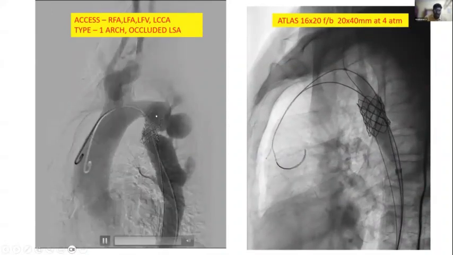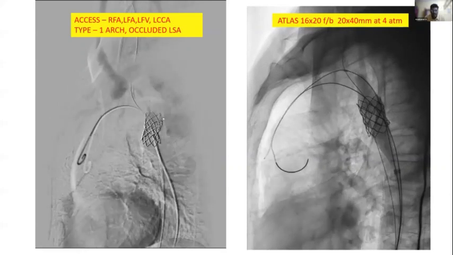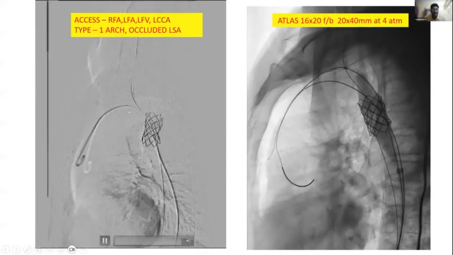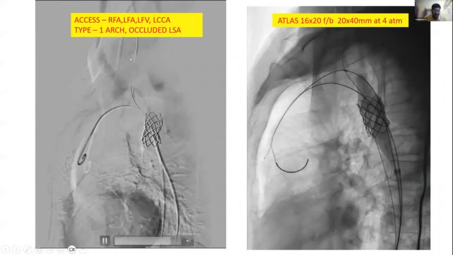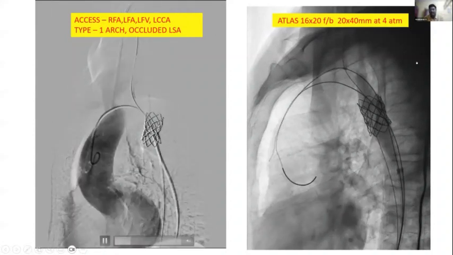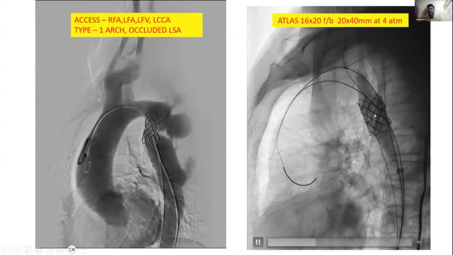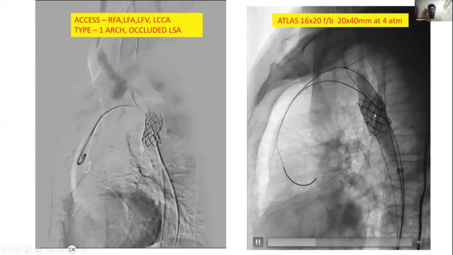You can see the angiogram showing a saccular aneurysm arising from the proximal end of the CP stent. You can also see the wire loop from the left common carotid to the left femoral artery. And we dilated the CP stent with Atlas 16 followed by 20 at 4 ATM.